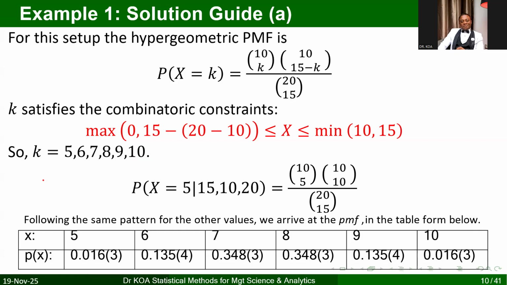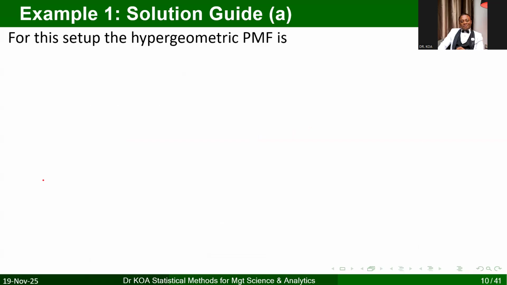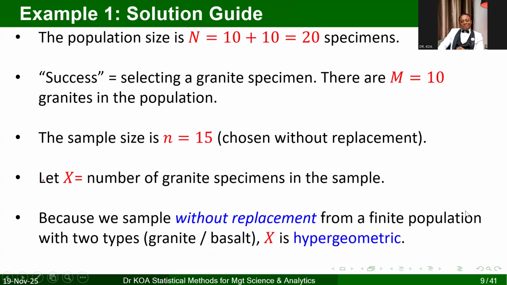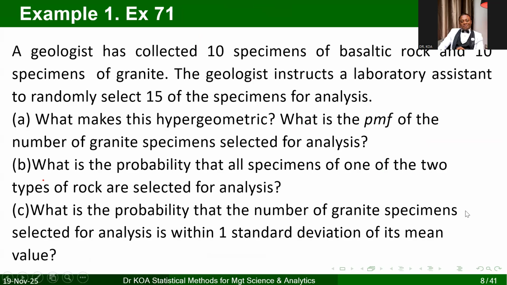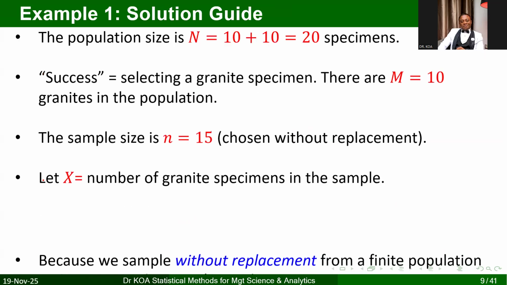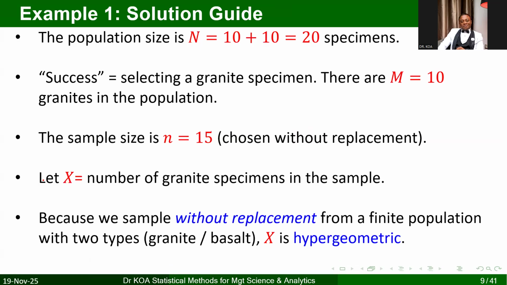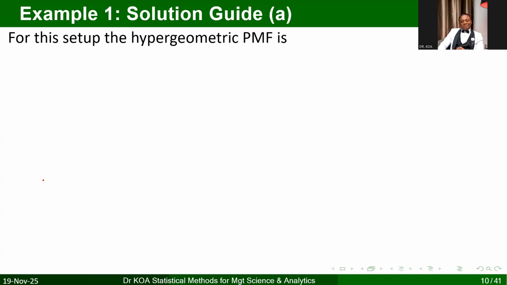But of course, that function is not what you are supposed to calculate. You're supposed to just give the function. That's it. So if you remember, the question says find the probability mass function. It says, what is the probability mass function of the number of granite specimens selected? But you can't find each one of them, because I can now ask you what is the probability that the selection, the probability of success, is equal to 5 or equal to 7 or equal to 10. You cannot.